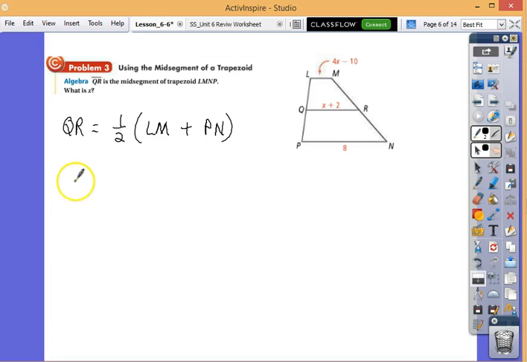So what do we know? We know QR is equal to x plus 2. We know that 1/2 is just 1/2. We know that LM is 4x minus 10. And we know that PN is 8.